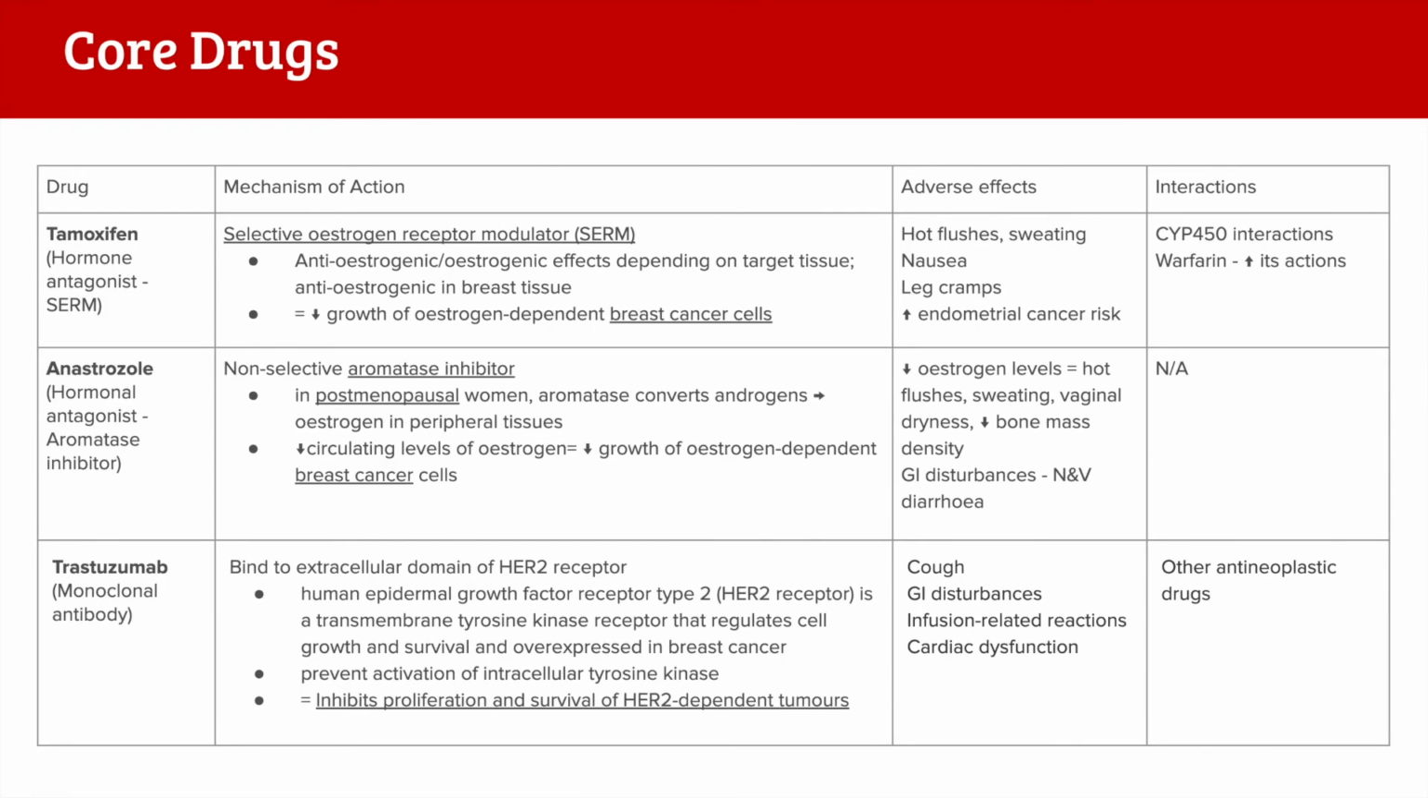Next is tamoxifen. The last 3 are all breast cancer drugs. Tamoxifen is a SERM, a selective estrogen receptor modulator. Apparently in the body, it can be either anti-estrogenic or pro-estrogenic, depending on the target tissue. In breast tissue, it is anti-estrogenic. Therefore, it reduces the growth of estrogen-dependent breast cancer cells.